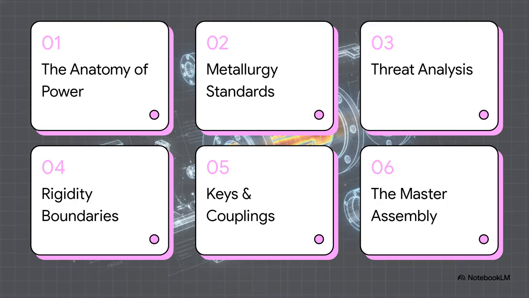1. The anatomy of power. 2. Metallurgy and industrial standards. 3. Threat analysis and failure prediction. 4. Enforcing strict rigidity boundaries. 5. Keys, couplings, and connections. And finally, 6. The master assembly.